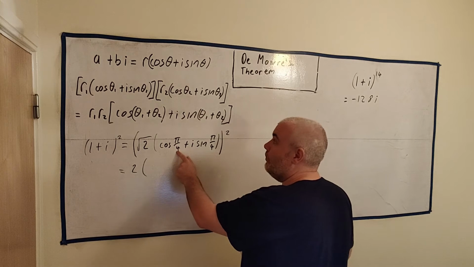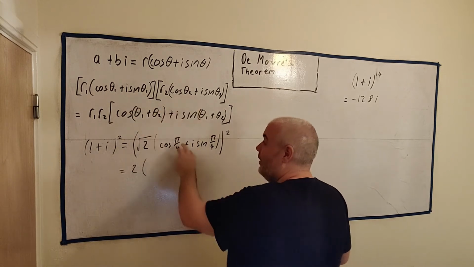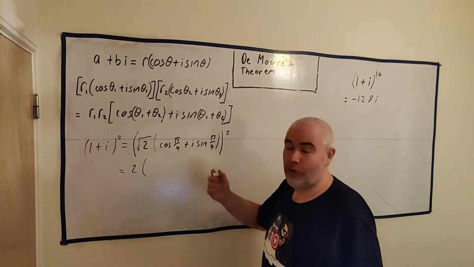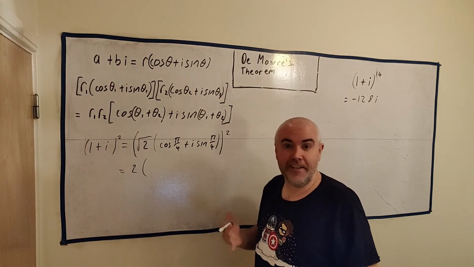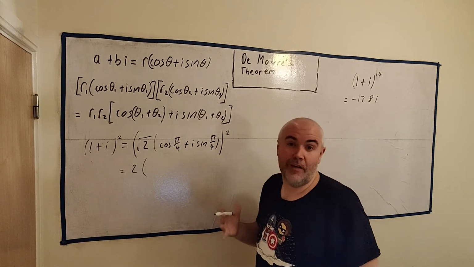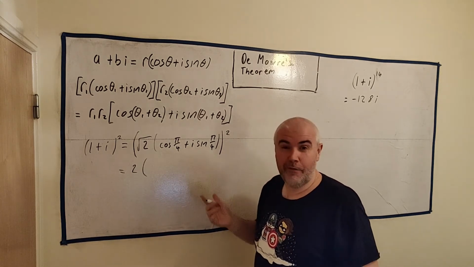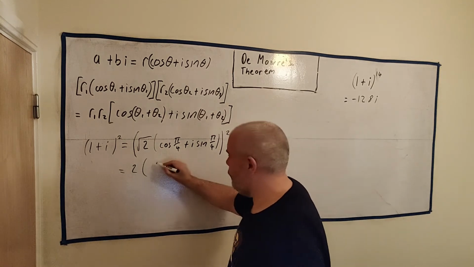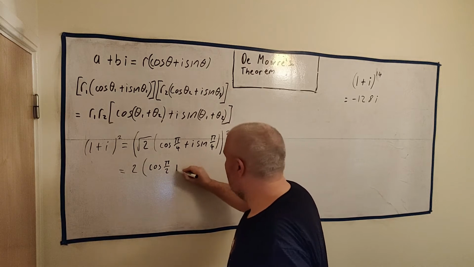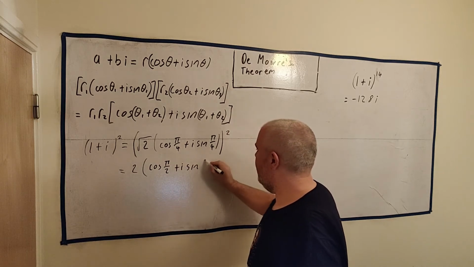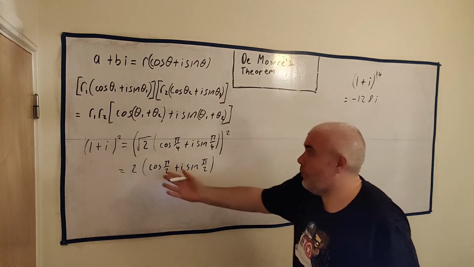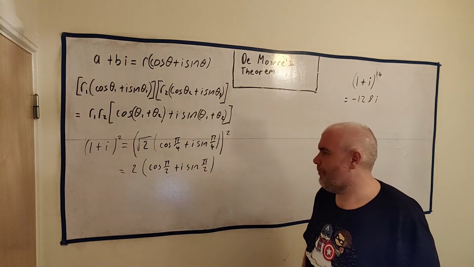This angle plus the angle it's multiplying, which is the same. So this angle added to itself. 45 degrees plus 45 degrees is 90 degrees. Or pi over 4 plus pi over 4 is 2 pi over 4. 2 pi over 4 is the same as pi over 2. So cosine pi over 2 plus i sine pi over 2. That's it. I've squared it. It was quite easy to do.